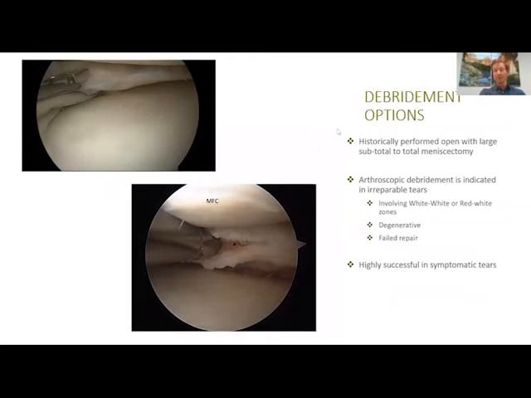And then the most common form of meniscus surgery is this debridement.